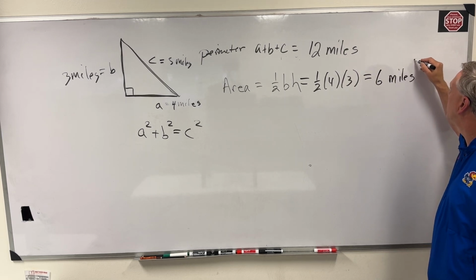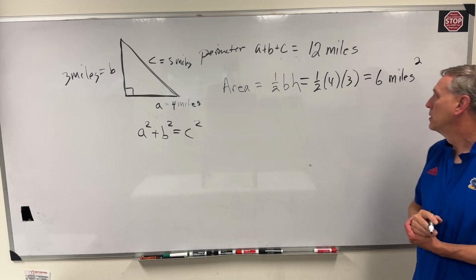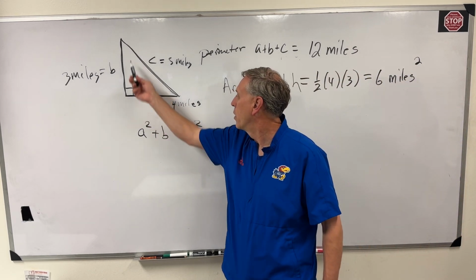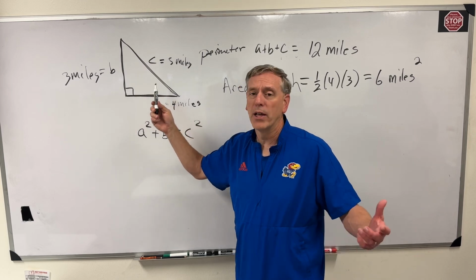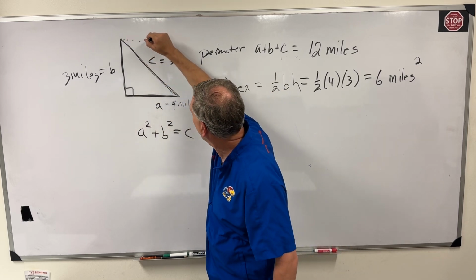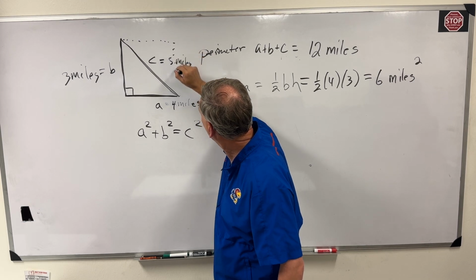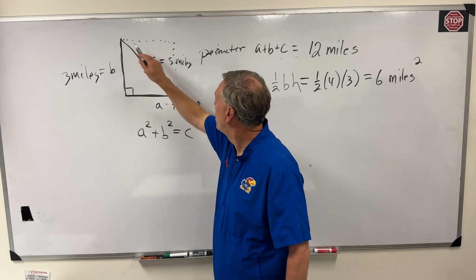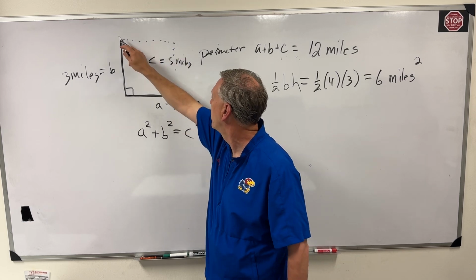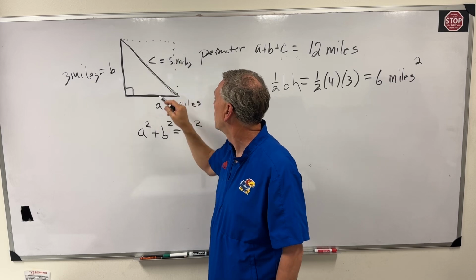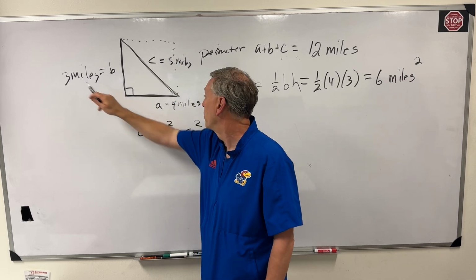Only in this case, it's area, so it's squared. 6 miles squared. And so this area in here, you can see why it's 1/2. If we had a rectangle, it would be 4 times 5, 20, but we're cutting this rectangle in half. And so you can see why it's 1/2 times base times height, or sorry, it'd be 4 times 3.